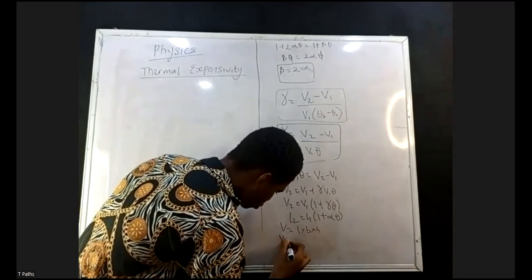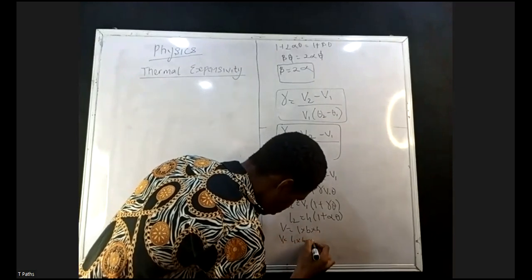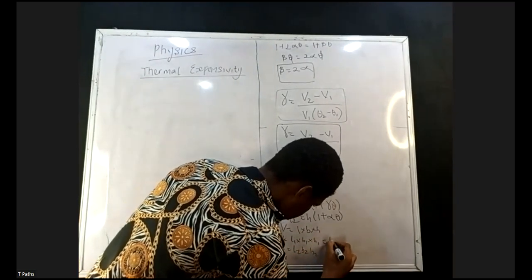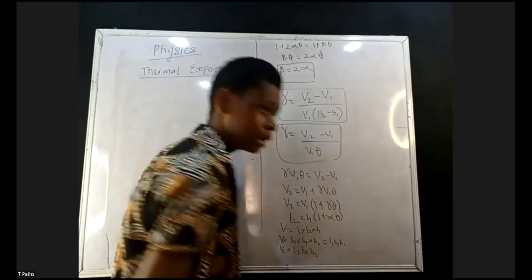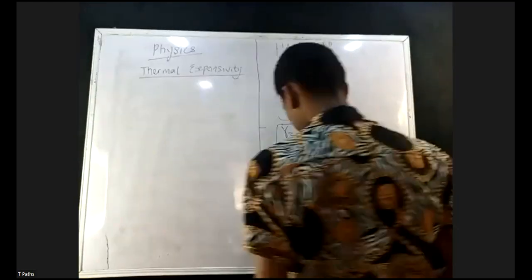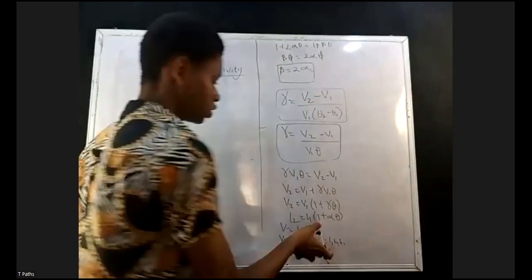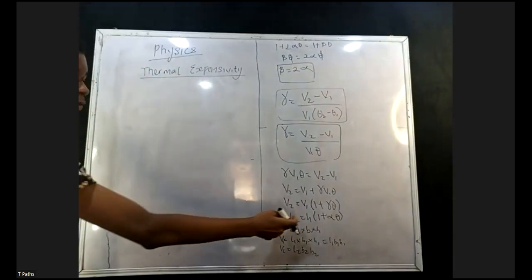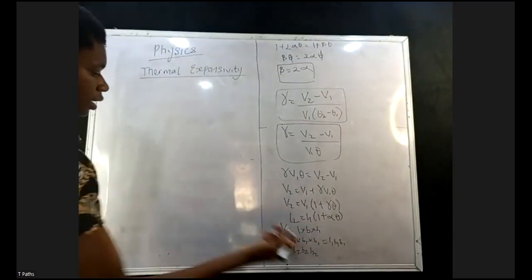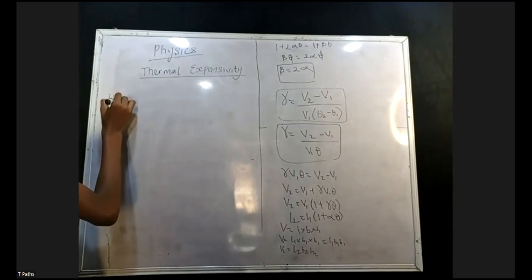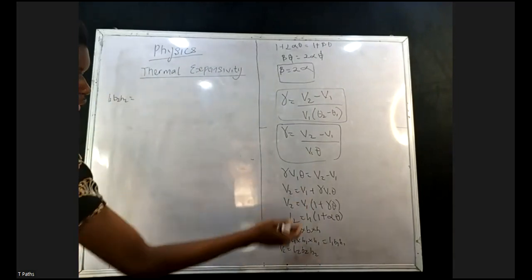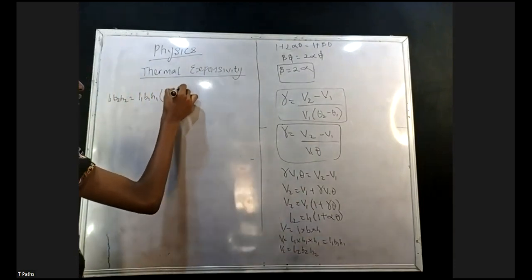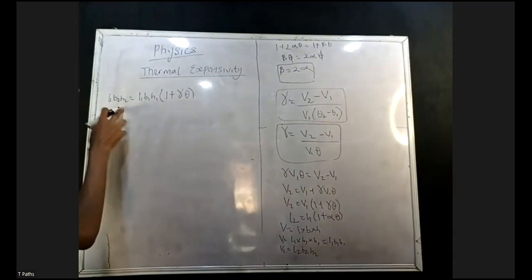So V1 can be equal to L1 times B1 times H1, and V2 can be equal to L2 times B2 times H2. So this is L1 B1 H1, and this is L2 B2 H2. All right. What I'm going to do is substitute, just like I substituted when I was doing area expansivity. So instead of V2 here, I'm going to have L2 B2 H2, and instead of V1, I'm going to have L1 B1 H1. So this is going to be L1 B1 H1 bracket 1 plus gamma theta. All right. So L2 B2 H2 is equal to this.